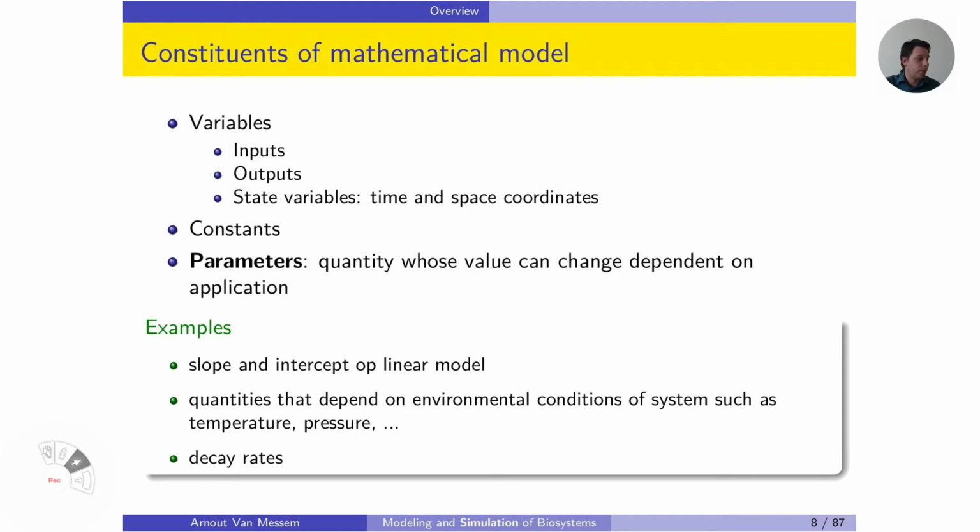And then you have the parameters. Parameters are the things that we are interested in and that we will want to estimate. These are quantities whose value can change depending on the application, so they determine how much each variable contributes in the final model. Examples of parameters are the slope and the intercept in the linear model, the one we saw in linear regression. Quantities that depend on environmental conditions such as temperature and pressure are characterized by parameters, decay rates, and so on.